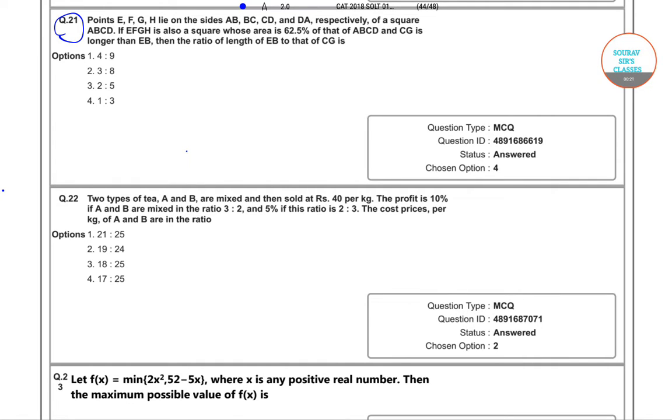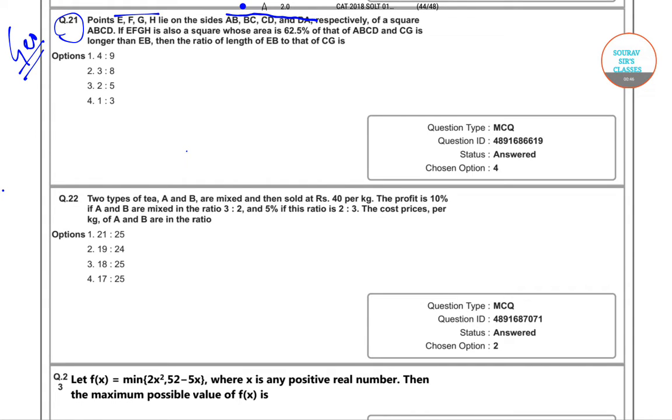In question number 21, it is basically a geometry based problem. It has been said that we have a square ABCD. Then we have points E, F, G and H which lie on the sides AB, BC, CD and DA respectively.